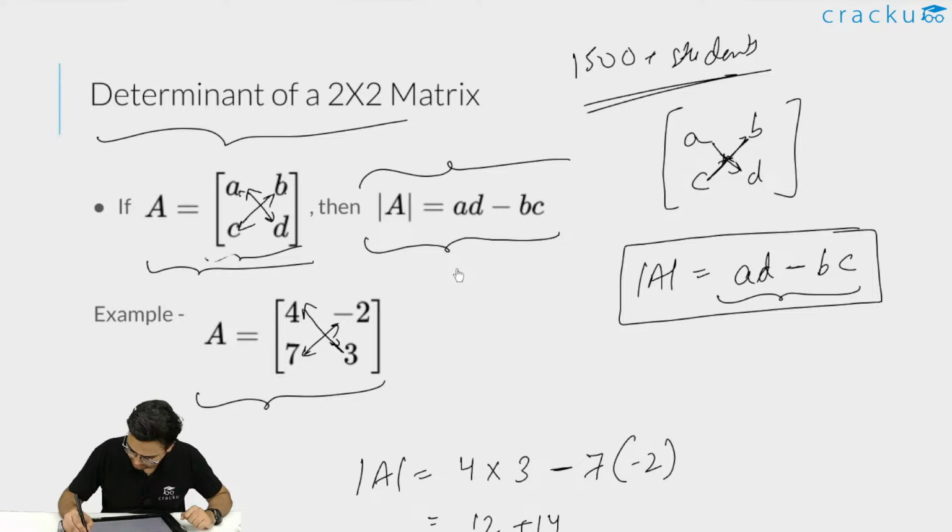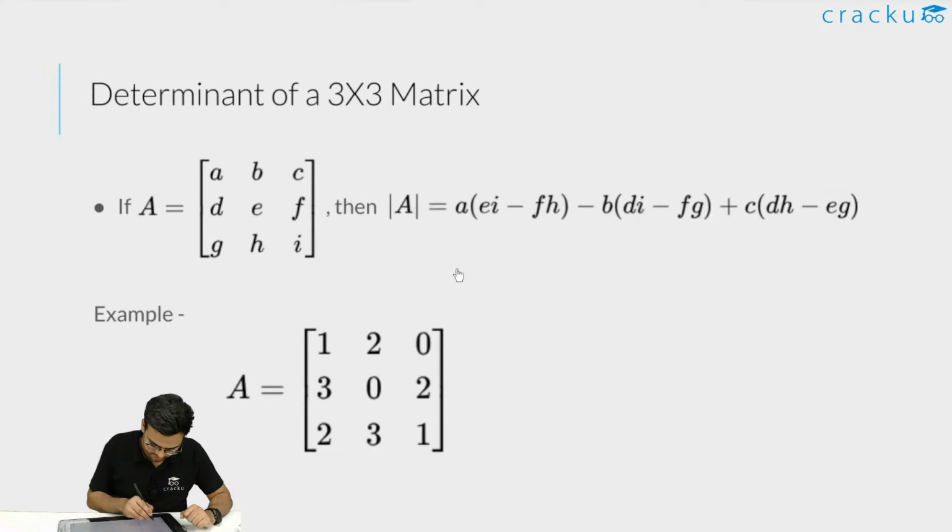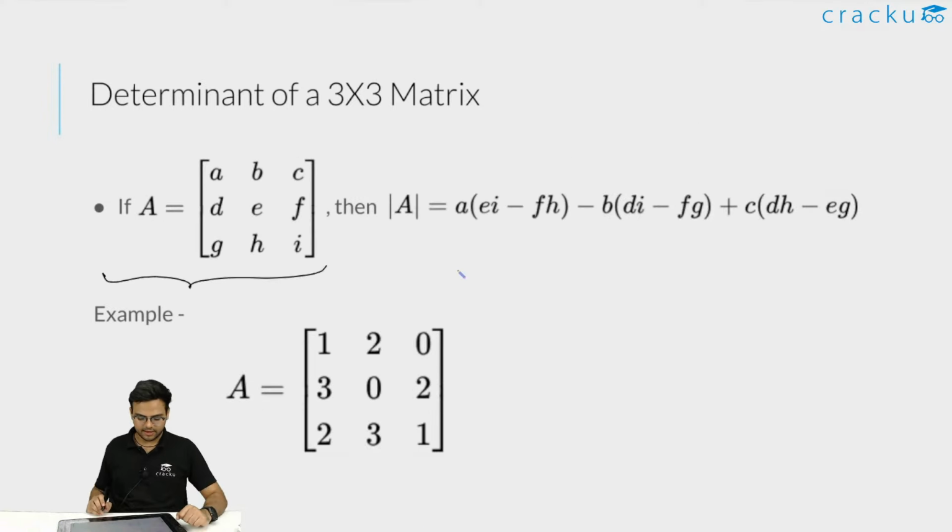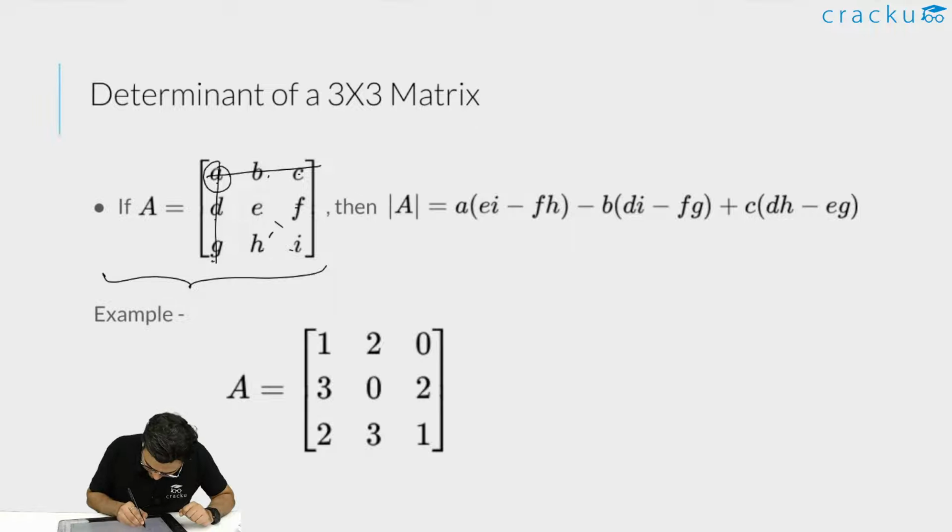of the determinant of a 3 cross 3 matrix, which is this one. Let's say our 3 cross 3 matrix is A, B, C, D, E, F, G, H, I. So what I have to do? I have to take the element A, remove the first row and first column, A into EI minus FH.